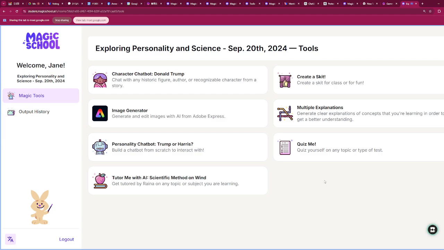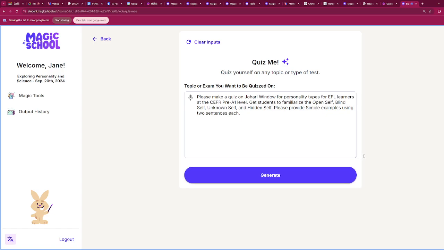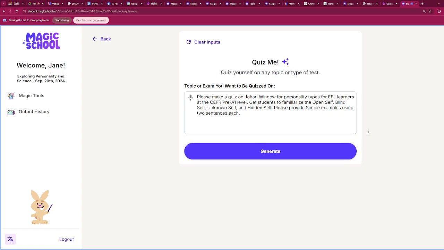All right. So next, I would like to take on the quiz me. Okay. So remember, for the Johari window, personality types is part of the lesson, and what I have for the prompt here is to make a quiz on the Johari window for personality types for EFL learners at the CEFR pre-A1 level. Get students to familiarize the open self, blind self, unknown self, and hidden self. This is pretty difficult.